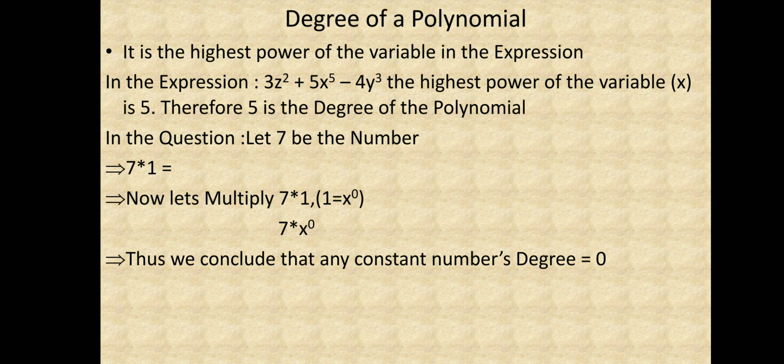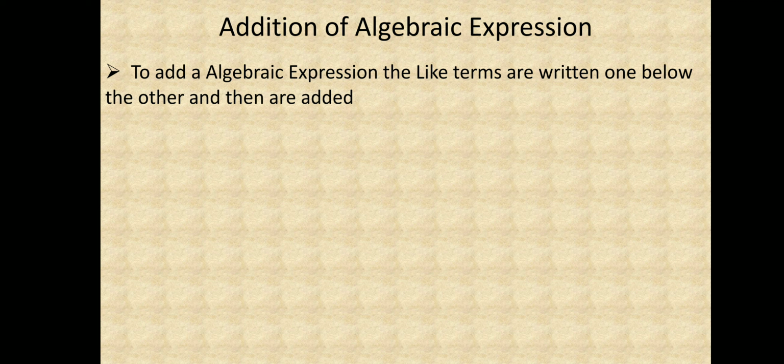So now let's continue. Now we come to the main part of our part 1, which is the addition of algebraic expressions. We have learned the small things we were supposed to learn in algebraic expressions. Now let's go with the interesting part. To add algebraic expressions, the like terms are written one below the other and then are added.